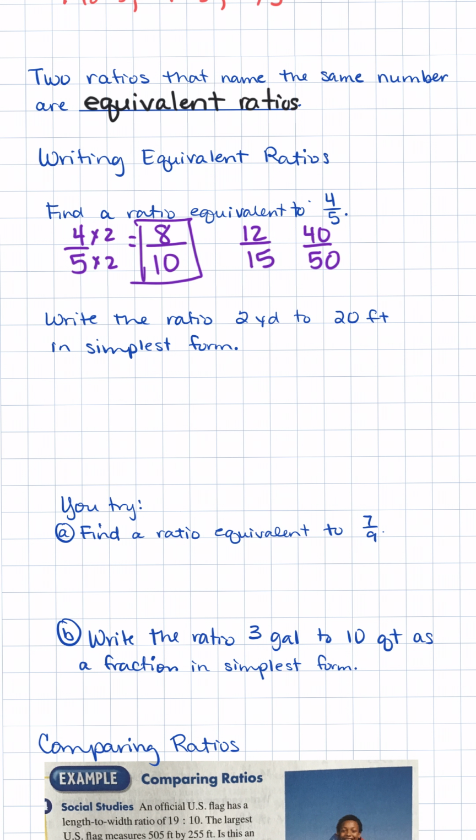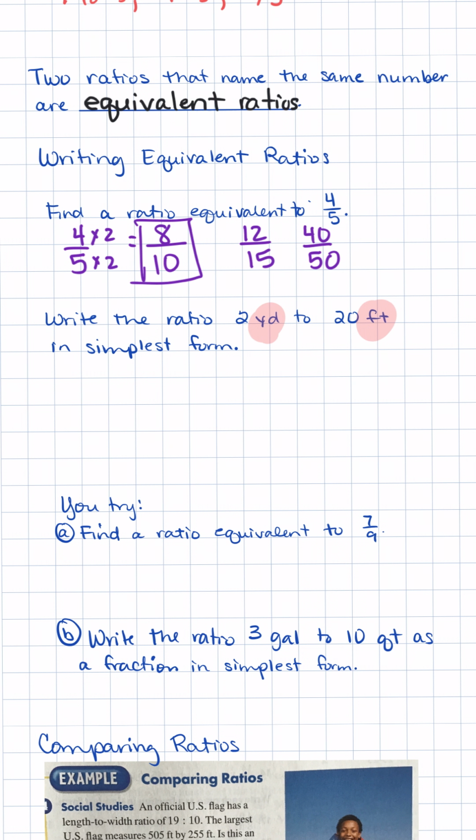Write the ratio 2 yards to 20 feet in simplest terms. Well, this is a little bit tricky because this is in yards and this is in feet. So we have to know how many yards are in a foot or how many feet are in a yard. So in each yard, there are 3 feet. So if you don't know what it's asking and you are not very good with conversions like me, you might have to look it up.